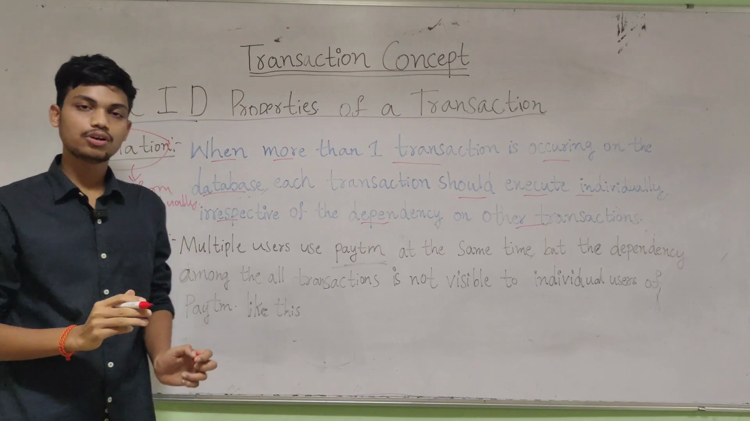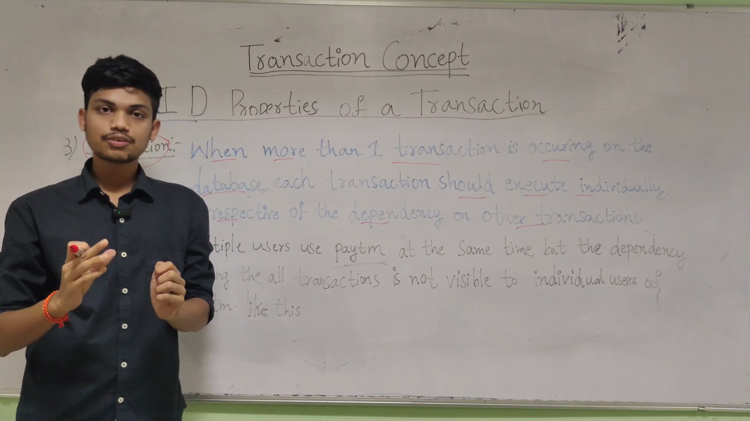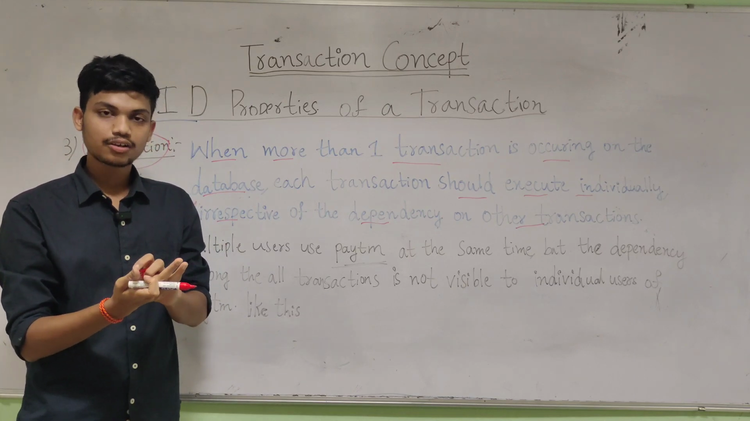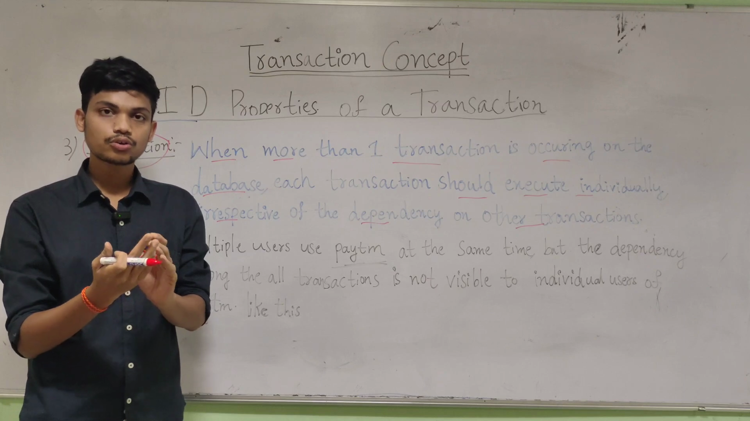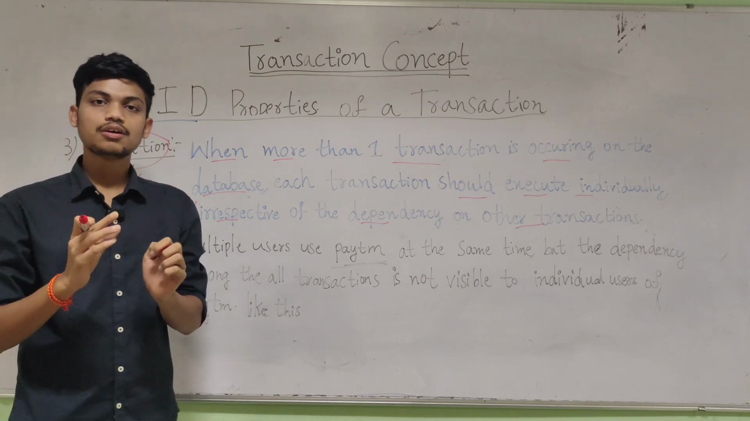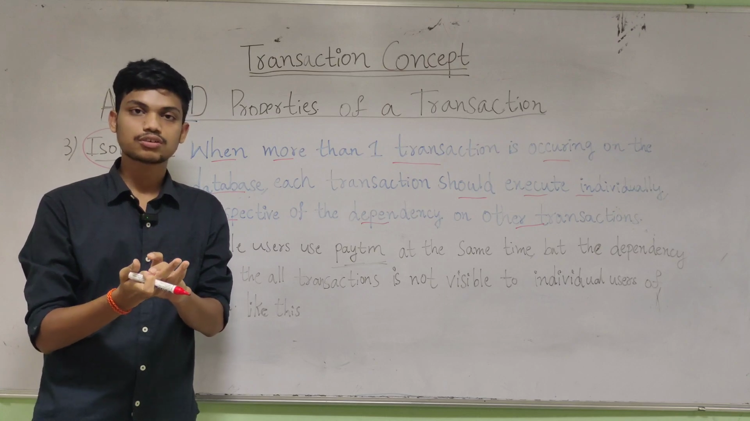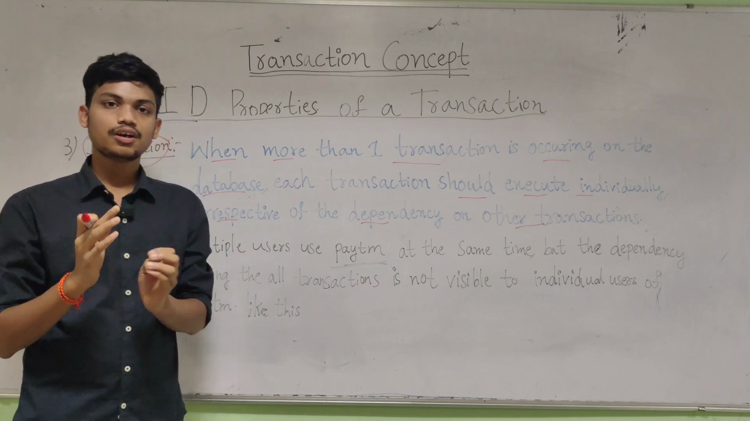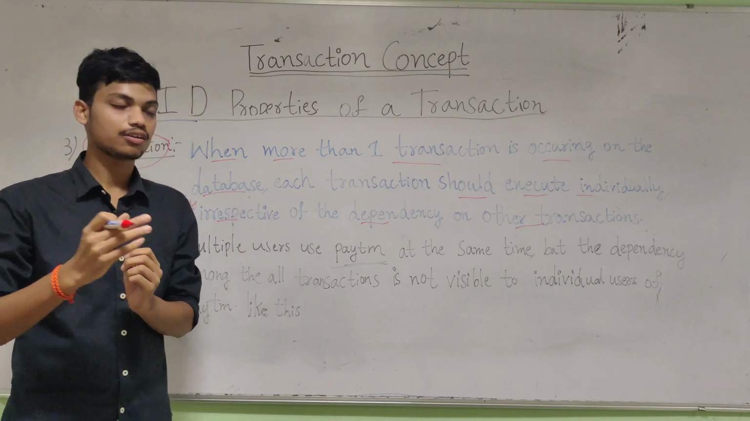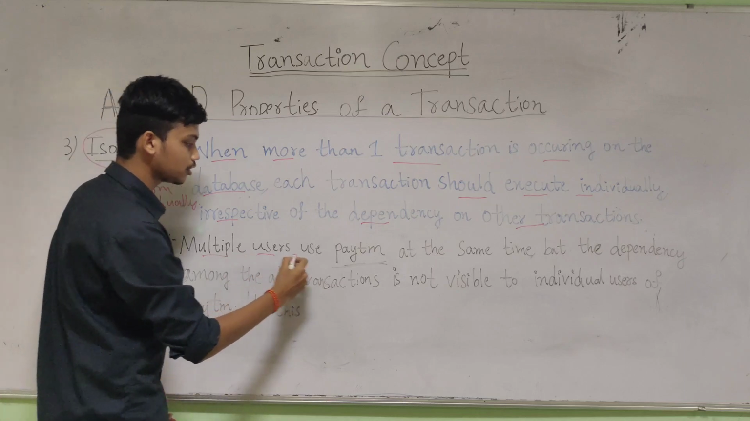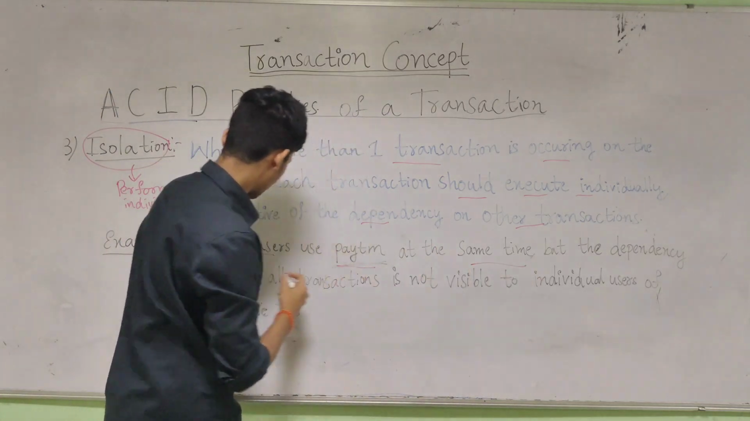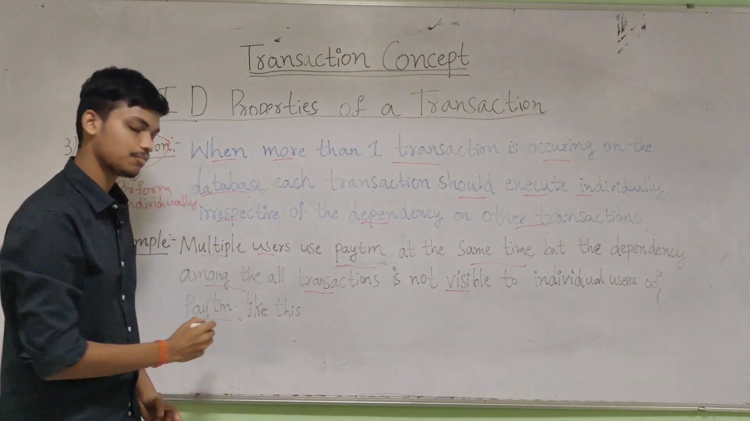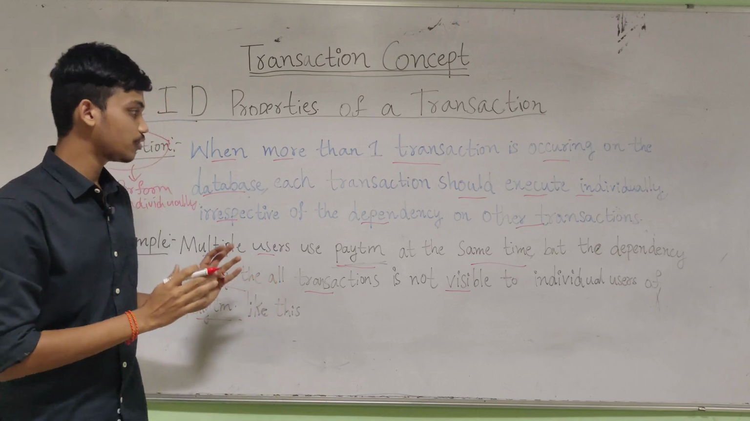Take a look at this example. In our daily life, many people use PhonePe at the very same time. But if a user is using PhonePe, the user interface is shown for his purpose only. Many other transactions are not shown to the user because that information is not required, and his transaction should be independent. If multiple users use Paytm at the same time, the dependency among transactions is not visible to individual users of Paytm. Take a note of this example. This is a very important example.